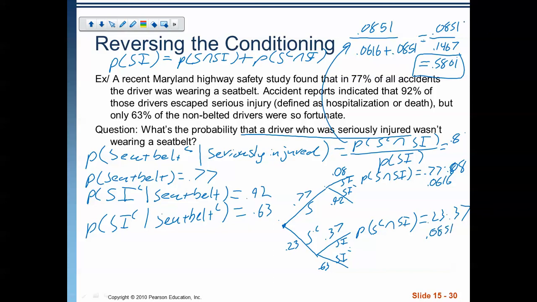So 0.0851 was this one, seatbelt complement and seriously injured. We divided it by the probability of being seriously injured. How do we find this? We looked at the tree and asked, what are all of the cases where we can be seriously injured? We can either be wearing a seatbelt and be seriously injured, or not be wearing a seatbelt and be seriously injured. So I took those two probabilities, 0.0616 and 0.0851, and added them together, and then I divided them.